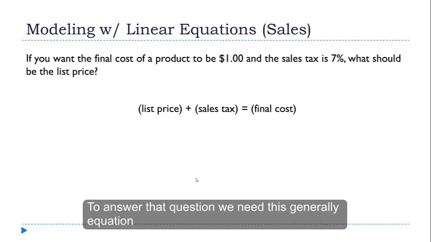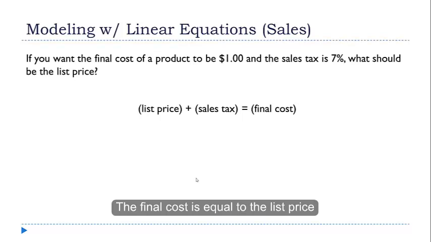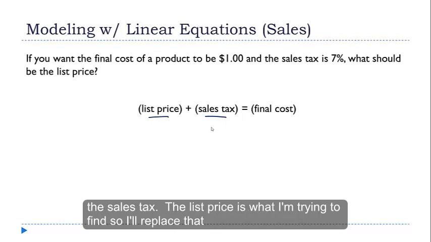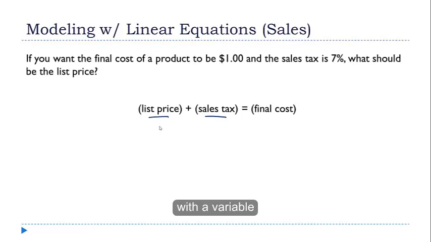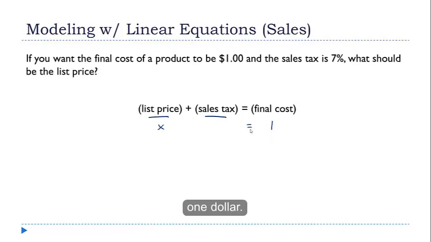So to answer that question, we need this general equation that I have here. The final cost is equal to the list price plus the sales tax. Now, the list price is what I'm trying to find, so I'll replace that with a variable, X. And I know what I want the final cost to be. That's going to be $1.